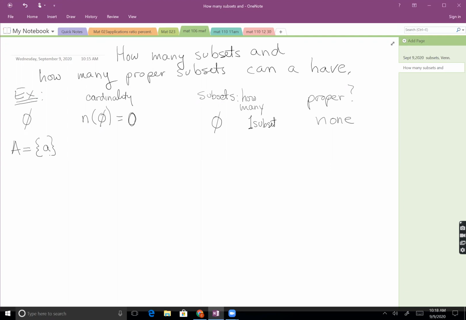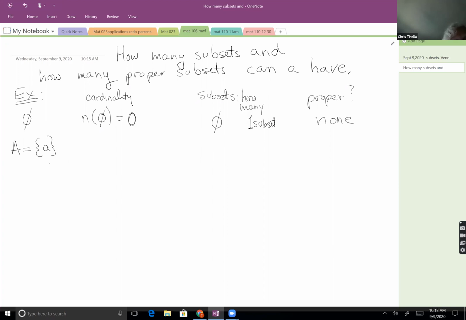What do you mean by proper? Like we just said, in order to be a proper subset, it has to be a subset, but it can't be equal. So if I look at the empty set, the set that has nothing in it, its only subset is itself, and they're equal, so it has no proper subsets.